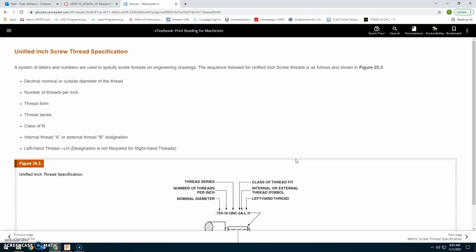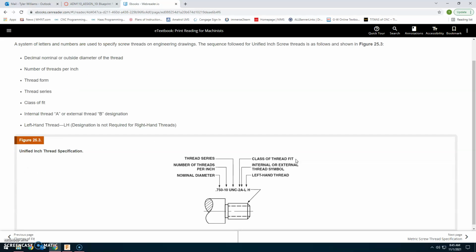So, unified inch screw specification. A system of letters and numbers is used to specify screw threads on engineering drawings. The sequence followed for unified inch screw threads is as follows and shown in figure 25.3. Decimal nominal, or outside, diameter of the thread, decimal number of threads per inch, thread form, thread series, class of fit, internal thread A or external thread B designation. Left-handed thread LH designation is not required for right-hand threads.